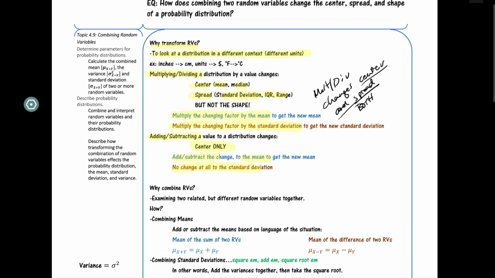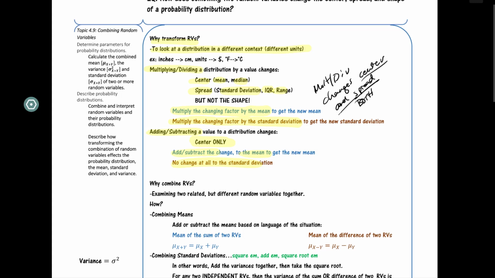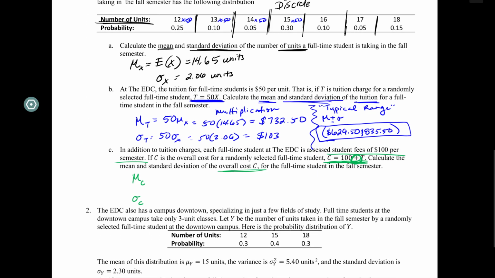And this should make sense because standard deviation is really looking at the difference between one student and the next. And if every student is assessed the same $100 fee, it doesn't matter how many credits they're taking, they're still going to be having that additional $100. So their variation is not dependent on this $100 fee, it's dependent on the number of units they take. So our standard deviation will not change from the tuition that we had. So the standard deviation is still going to be that same $103.